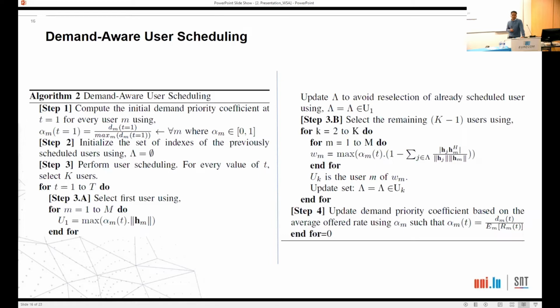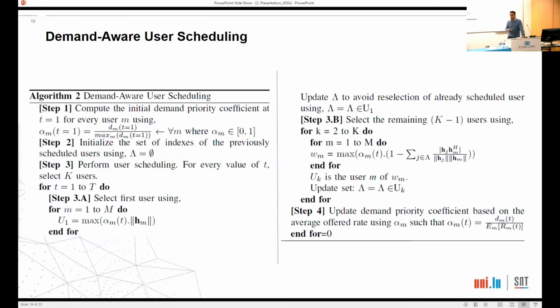So from t equal to 1 to T, we compute the first one, that is u1, who maximizes the alpha factor and also has a very good channel. And then in step 3b, we try to find the next k-1 users, somebody who maximizes the expression inside that equation. You can see inside the summation is something called cosine similarity. Cosine similarity is very close to the opposite of orthogonality. So if we are scheduling 6 users, it's nicer if they're as orthogonal as possible, because the precoding works better.